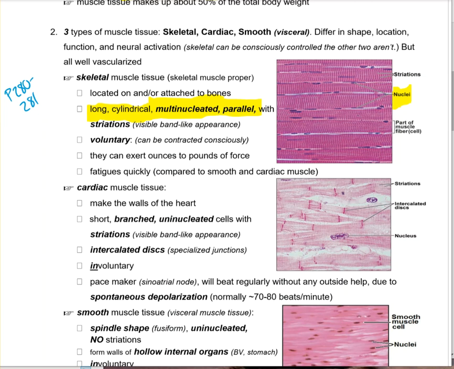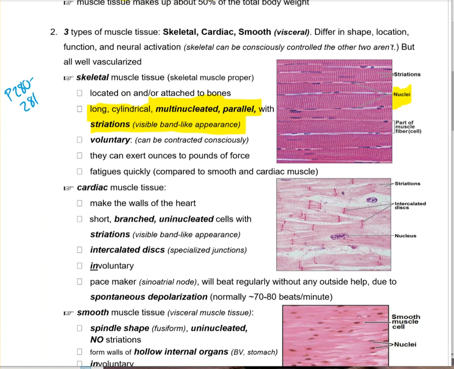All right. And you'll also see striations. And striations are the lines that are going up and down. It's a band-like appearance that you see. And those striations hint at the mechanisms that cause contraction to occur. So we'll look at what those striations actually are composed of later as we get farther along in these lectures.